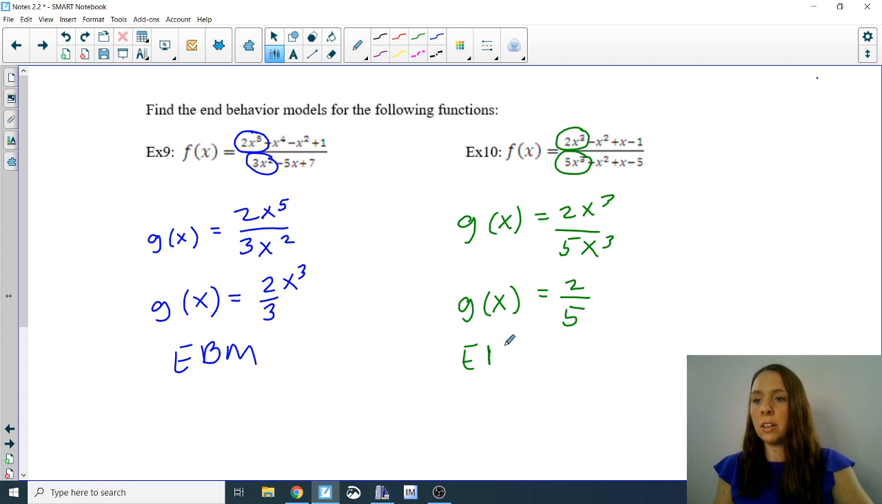And since it's a constant, that tells you that this crazy looking function, for the most part, as you move out toward the infinities, is just a horizontal function. It just is modeled by a horizontal line.